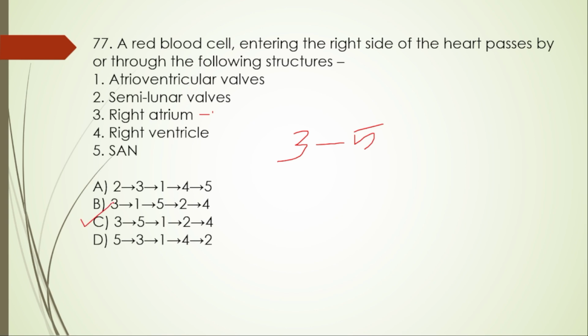Let me write the whole thing. After 5, it flows to the atrioventricular valve, that is 1. After that, the semilunar valve, that is 2. Next, lastly, that is the right ventricle. So here the right option is 3, 5, 1, 2, 4.